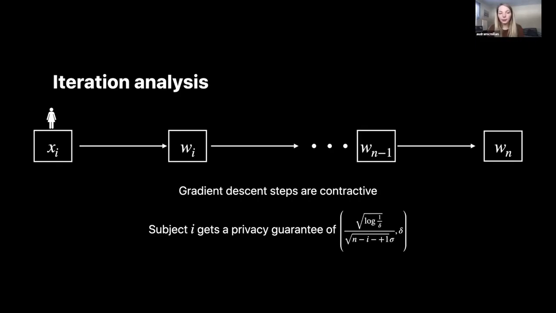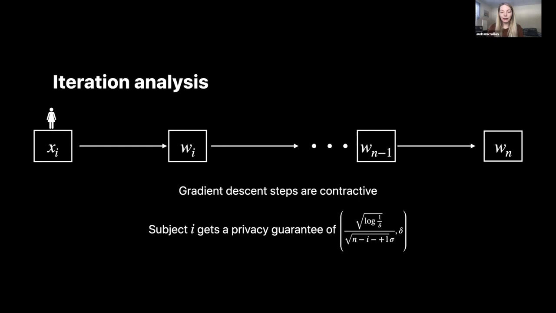So what this means is that if Alice is the ith person whose data is to be iterated over, she gets a privacy guarantee of square root log 1 over delta over sigma times the square root of the number of steps that are left. So if she is the first person to go, this is going to be square root n, because there are n more steps to go. If she's the last person to go, then she's not going to get any amplification at all. Okay? So this is sort of an individual notion of privacy, which is not at all the notion of privacy that we are generally interested in.